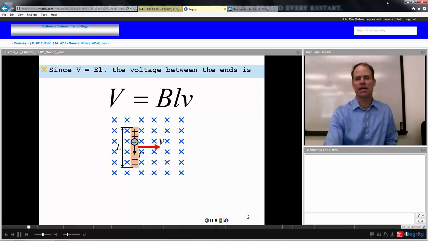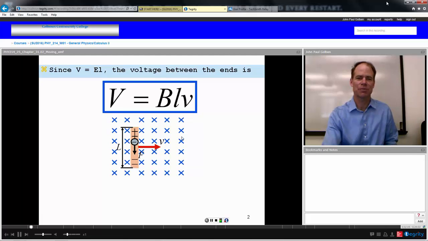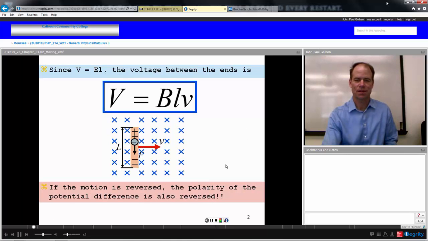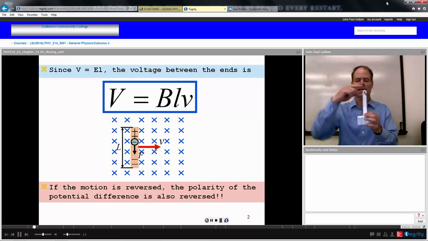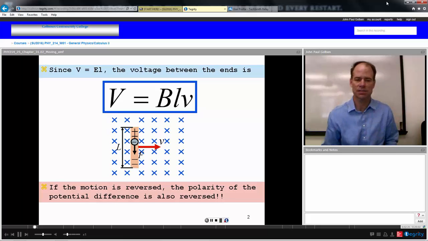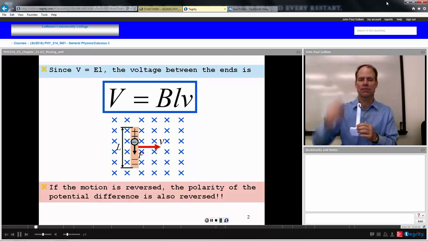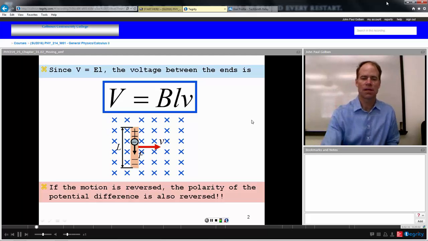And with that E field set up, there will then be a voltage across the length of this conductor equal to the E field times the length, which will be BLv. Kind of like a BLT, only it's BLv. The induced EMF, the voltage, will be equal to BLv, where B is the magnetic field, L is the length of the conductor, and v is the velocity it's moving with. If it's moving in the opposite direction, the polarity of the voltage will be reversed, and we'll have positive on the bottom and negative on the top.